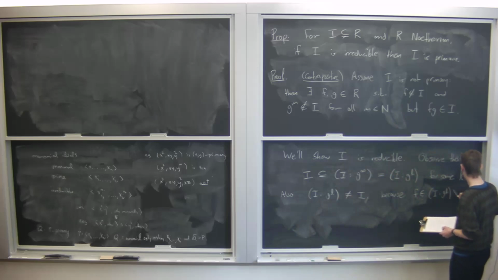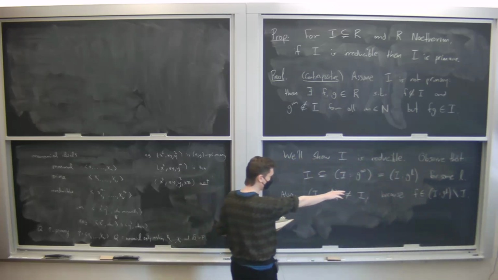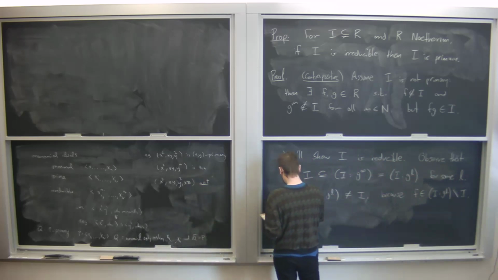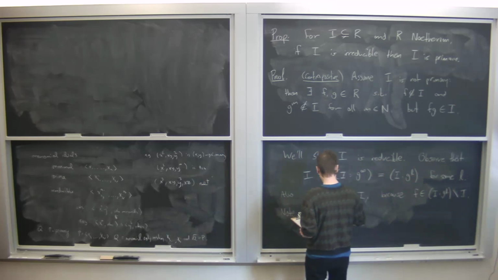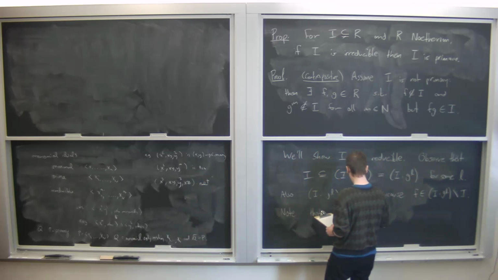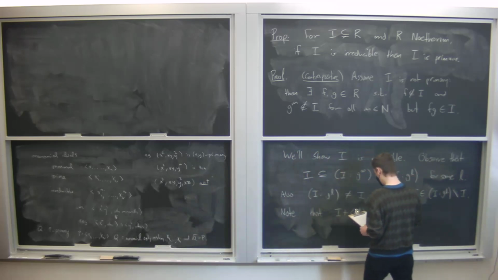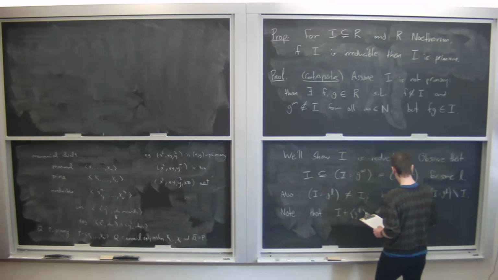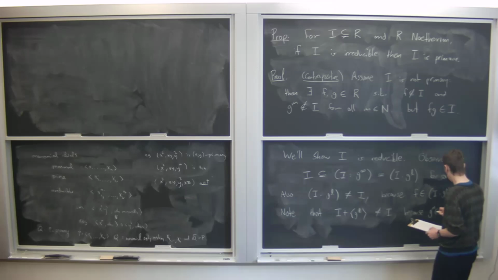And not in I, so yeah, F is in the colon, but not in I. Now also consider the sum of I and, I'll just do G to the L. This is not equal to I because G to the M is not in I for all M.